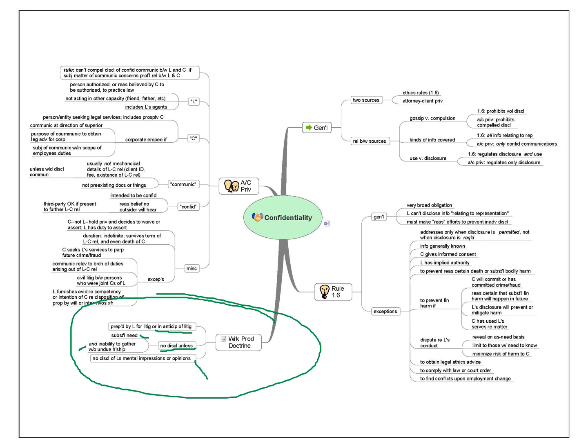And then finally, if we're talking about lawyers' mental impressions or opinions, that's really extraordinary work product, not ordinary work product, and that's rarely disclosed. There's got to be some extraordinary basis for it, which is almost never the case.